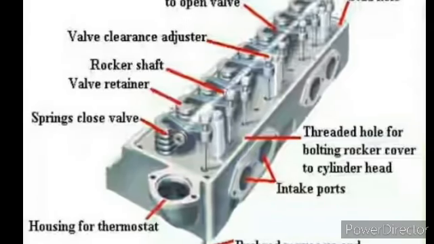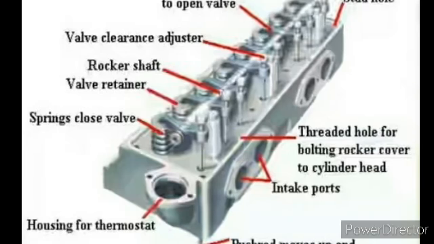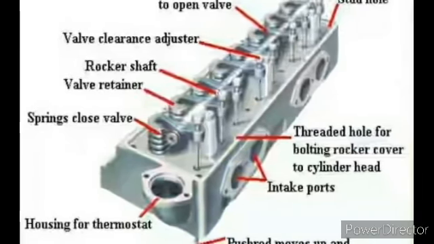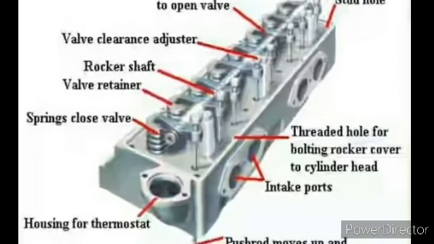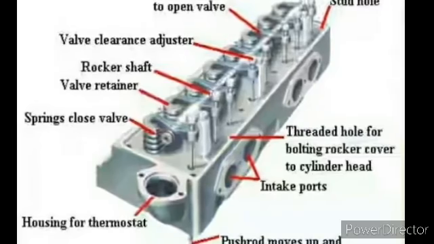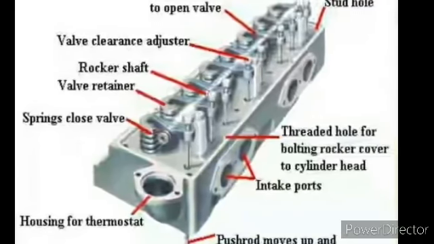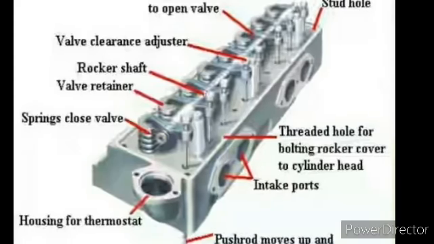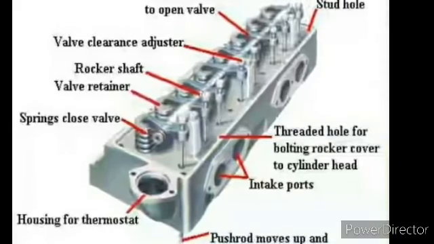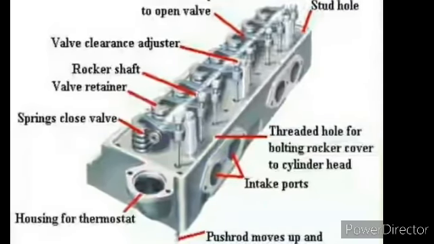Second, we have this cylinder head or cylinder cover. One end of the cylinder is closed by means of the cylinder head. This consists of an inlet valve for admitting air-fuel mixture and an exhaust valve for removing the products of combustion. The inlet valve, exhaust valve, spark plug, injector, etc. are bolted on the cylinder head.